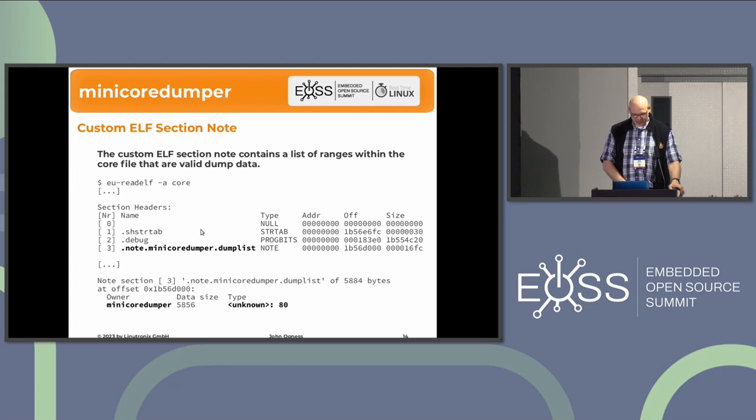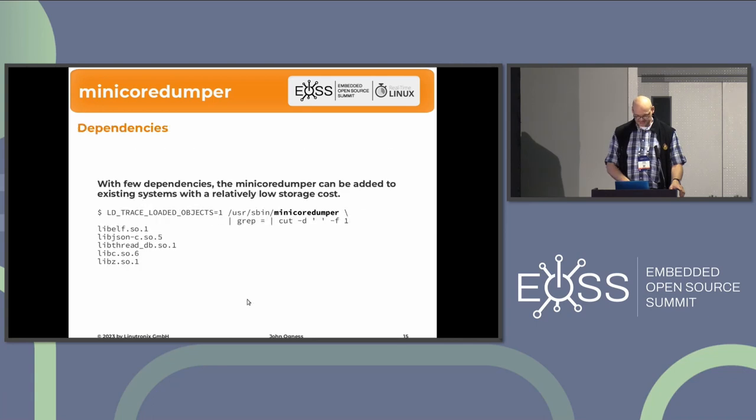This slide is just showing you the name of the additional section, right? So it's using type 80 and the name there. Of course, the official binutils don't know what this is, but it is there, right? And in this case, we're actually adding 5 kilobytes to the core file. This is the full list. This example is taken from all of the threads, so there was considerably more dumped. So we have about 5.8 kilobytes of additional information added.